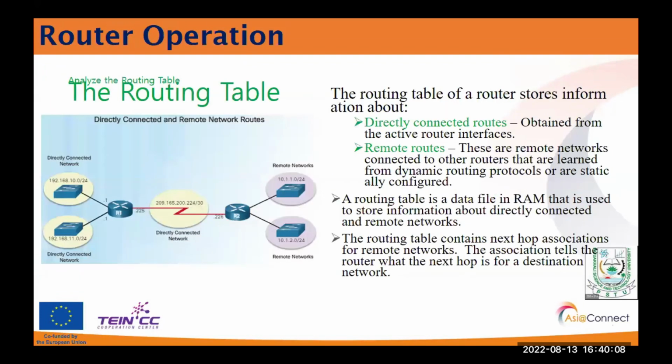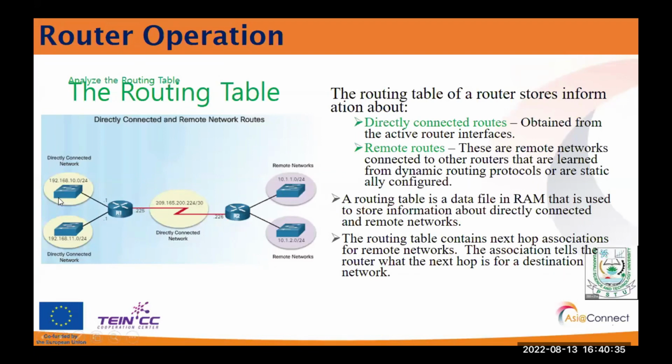And also the routing table. Basically, this is network R1, R2, and this part is directly connected, this one directly connected, this one directly connected. But for the R1 router, these two are remote networks. Do you understand or not? This is the remote network. Networks not obtained from the active router interfaces are remote. These are remote networks connected to other routers that are learned from a dynamic routing protocol or statically configured.